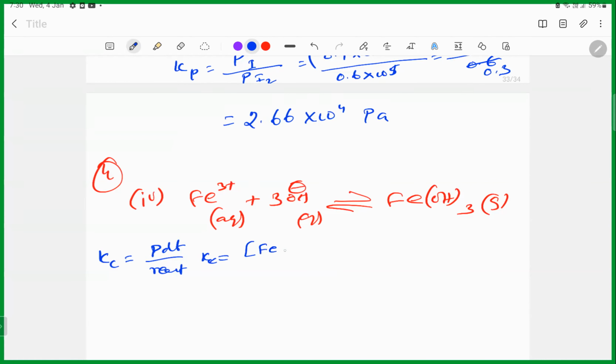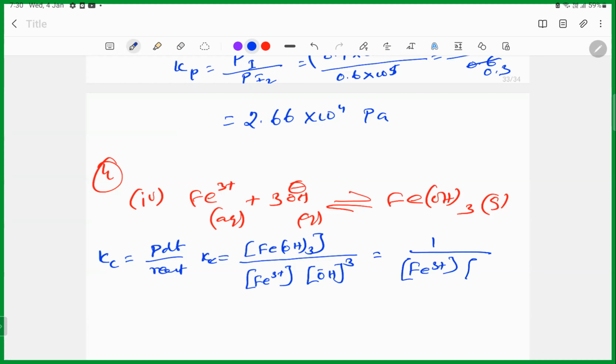Sir, Kc is equal to FeOH thrice divided by Fe 3 plus and OH minus thrice. When we have the solid, the value is 1. Am I right? So the Kc is equal to 1 by Fe 3 plus concentration aqueous into OH minus concentration power thrice. This is the case. So same way, equation 2.